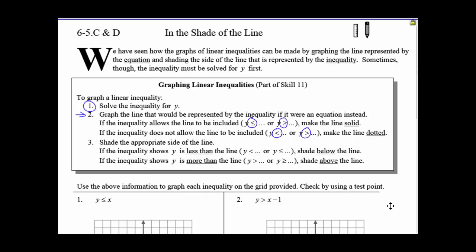And then the last thing, number 3, is we're going to then shade the appropriate side of the line. We're going to look for not just one point, but for all the points that make the inequality true. Usually, if it says less than, we're going to shade below the line, and if it's more than, we're going to shade above the line. So let's try some problems.